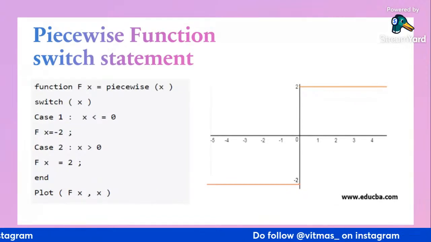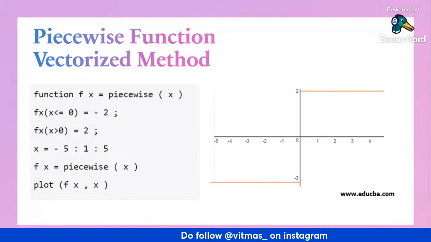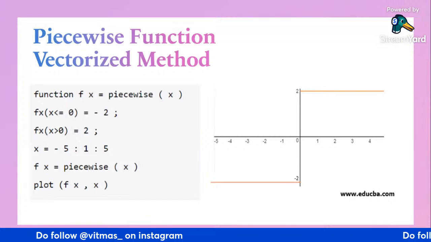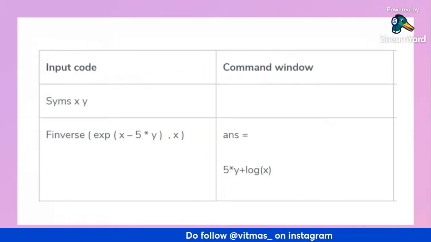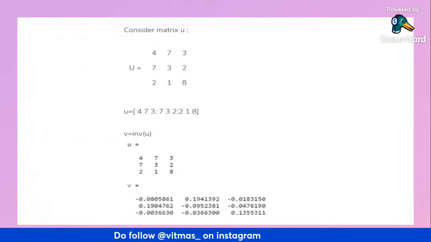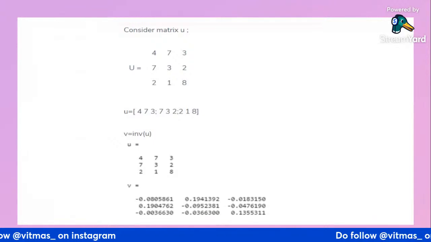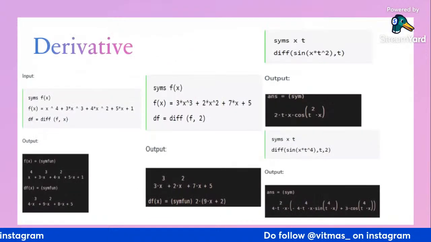So you can use a switch function. You can make a function on its own too. The function is called piecewise x, and you write the function. You are building a function as we discussed before, like a user defined function. So inverse function. Inverse is nothing but i n v. You have a matrix U, and you say v is equal to inverse of U. It finds the inverse of your matrix.